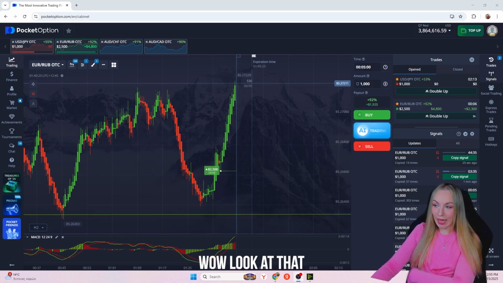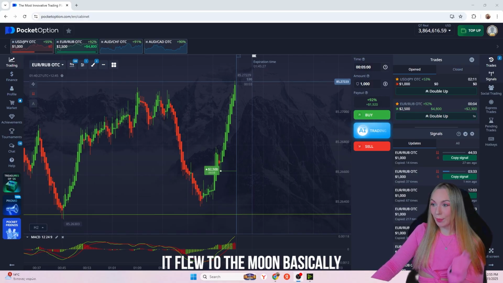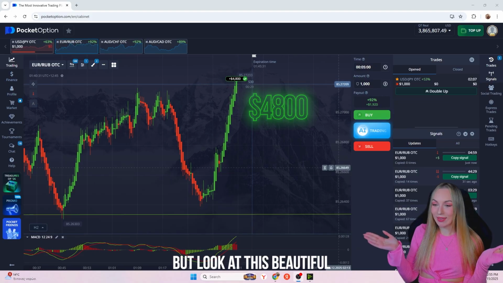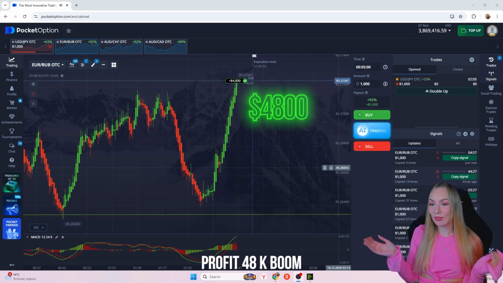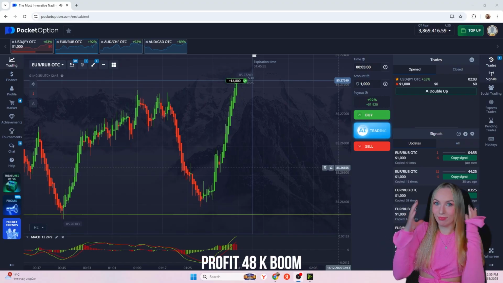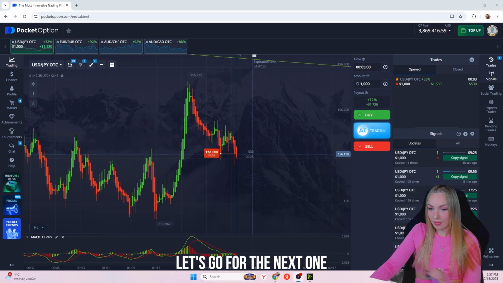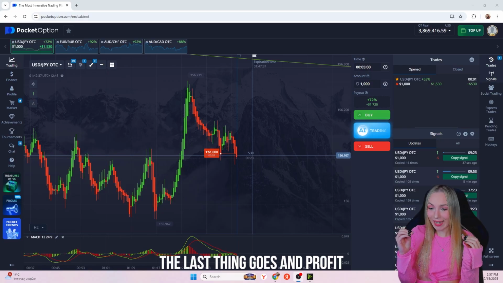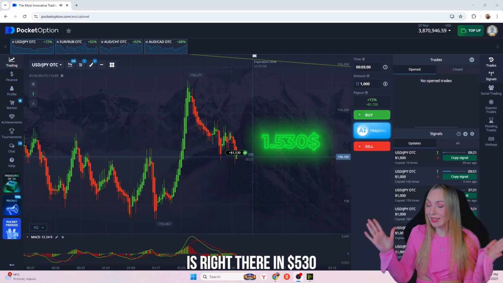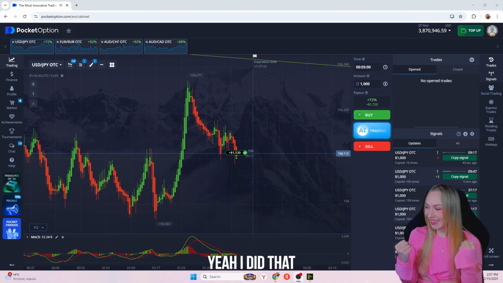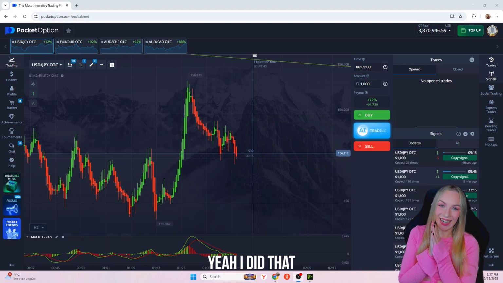Wow, look at that. It flew to the moon, basically. Can't believe my eyes, but look at this beautiful profit, 4.8K. Boom. Wow. Let's go for the next one. The last seconds and the profit is right there, $530. Yeah. I did that.